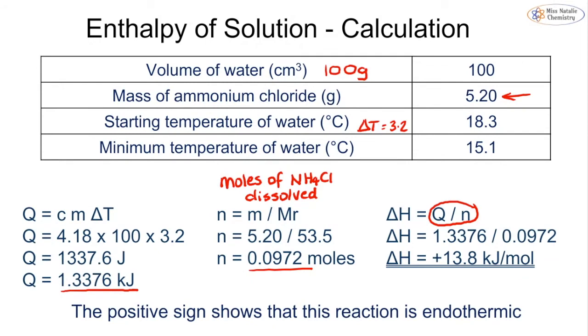Notice the difference this time. We have a positive sign in front of our delta H value because this is endothermic. We see a temperature decrease. Nothing has changed in my calculation. The only thing that is different is I'm just using different values.